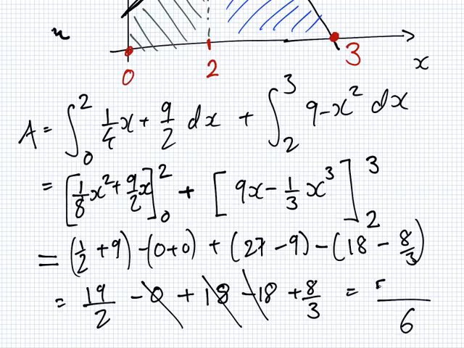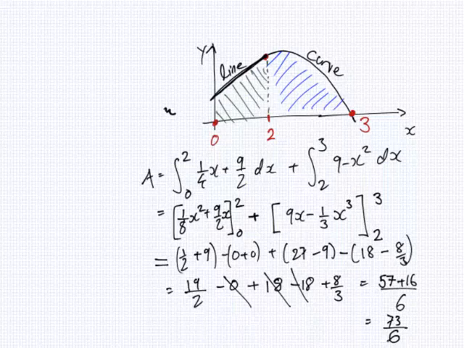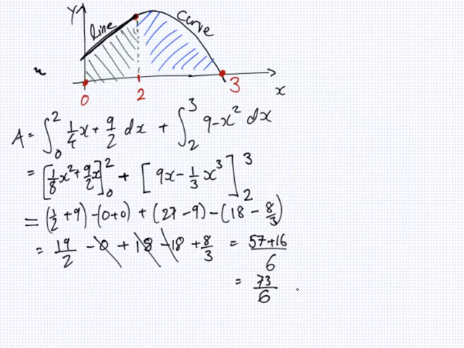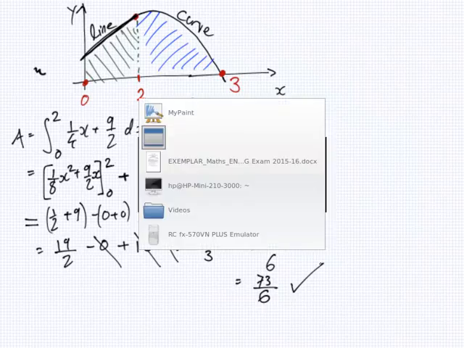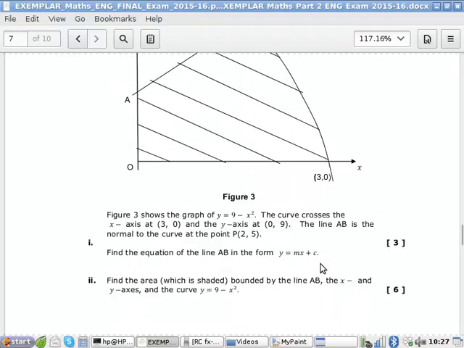57, and then plus 16. So that will be, which is what we got. Yeah. So we know the answer is definitely right, which is good. 6 marks is good. Let's see what happens next after the area.